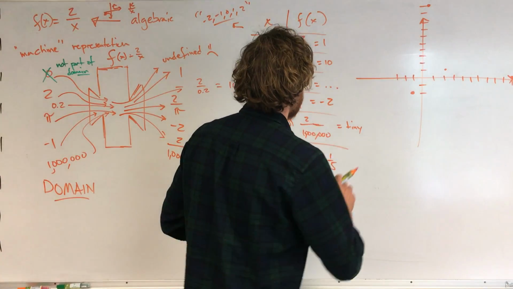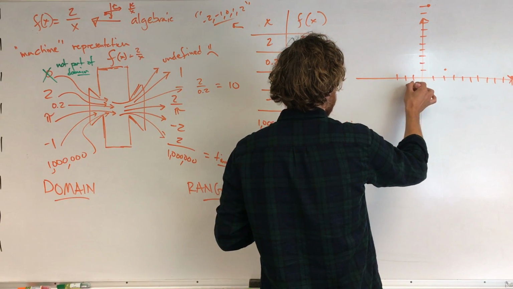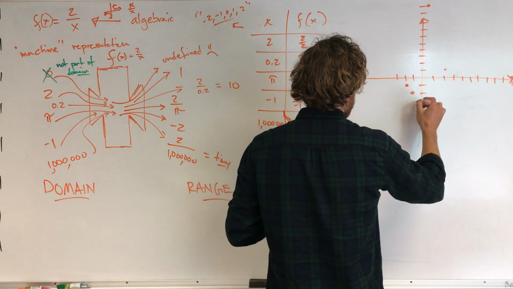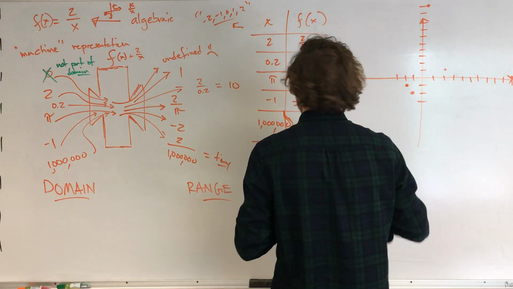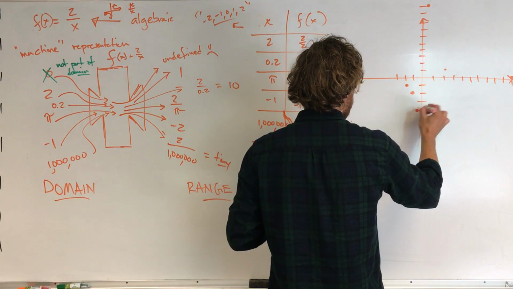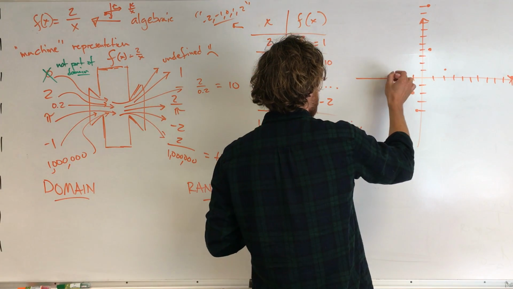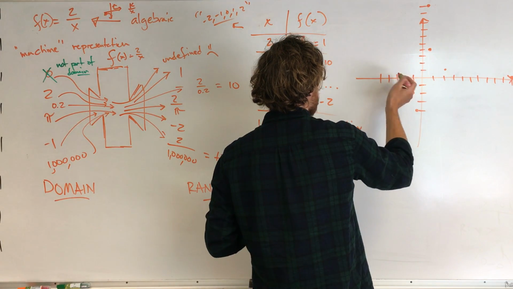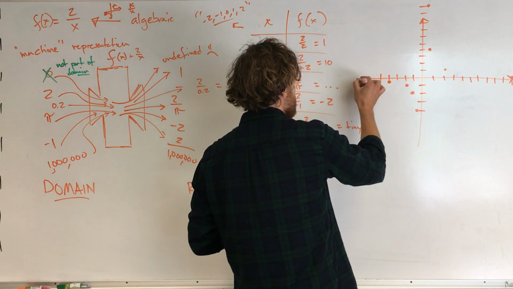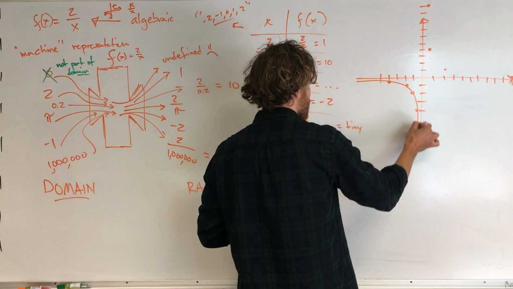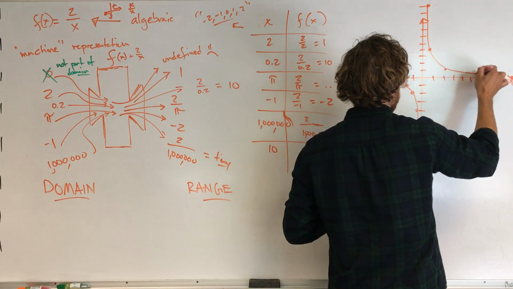So I'll plug in just a couple more points. If I plug in -2, I'm going to get -1. If I plug in, say, -1/2, I'm going to get -4. If I plug in 1/2, I'm going to get 4. If I plug in, let's say, -4, I'm going to get -1/2. Then, knowing the general shape of this, I can sketch a graph that looks like this.